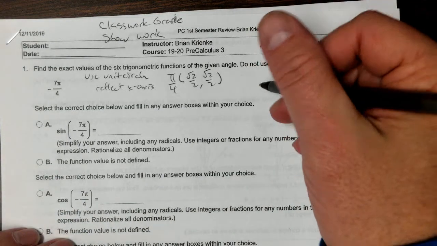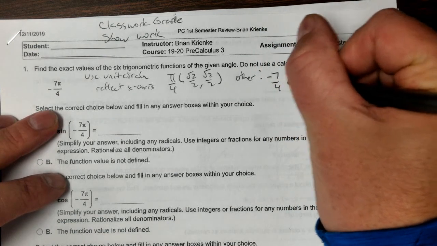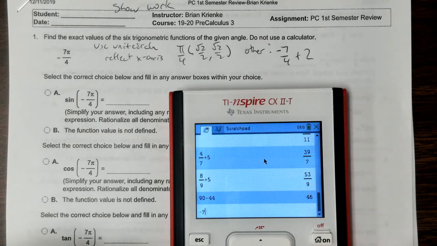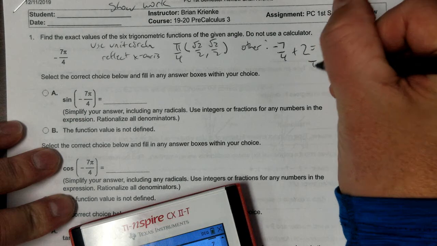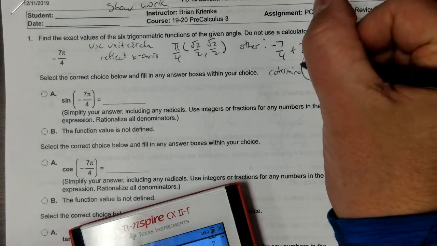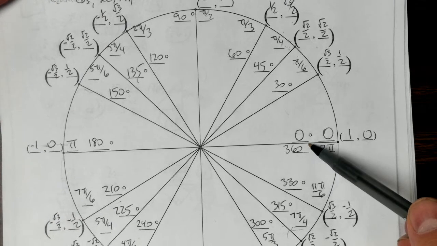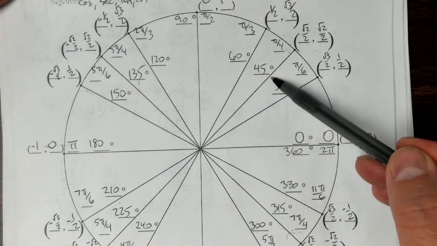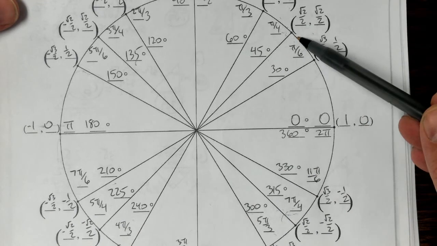The other way to do it is to take your -7 fourths and add 2. -7 fourths plus 2, that gives you 1/4. And so then you get pi fourths for the coterminal. Coterminal means where it's equivalent. So basically, if you go backwards 7 pi fourths, that'd be like start here, 1, 2, 3, 4, 5, 6, 7, backwards 7 pi fourths. Or the easier way is to just go to 7 pi fourths and then reflect across the x-axis.